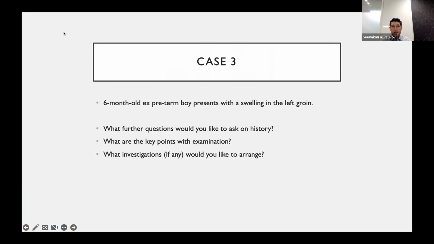Case number 3, and I think this is our final case. So we have a 6-month-old ex-preterm boy, I've been doing boys heaps, haven't I? Presents with a swelling in his left groin. Anybody have any further questions that they'd like to ask on history for this kid?